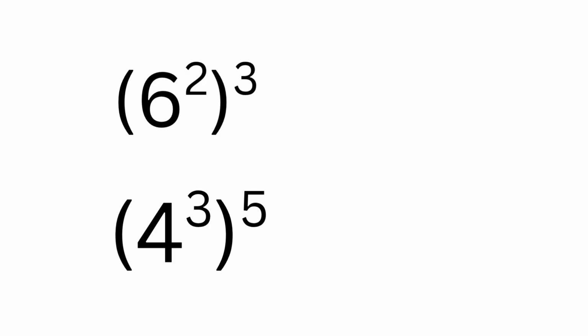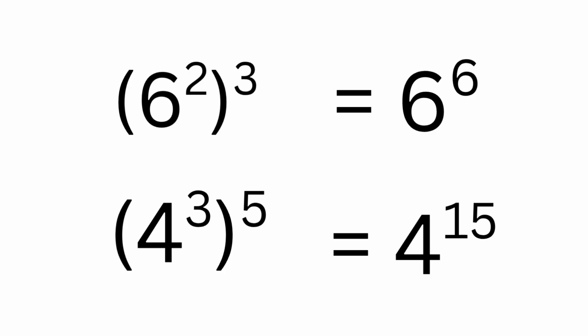All right, once again, pause here and try these out on your own. You ready? Okay, cool. So for the first one, let's multiply the outer exponent 3 by the inner exponent 2. So 3 times 2, which equals 6. So 6 squared cubed equals 6 to the power of 6. Next, we just do the same thing. Multiply the outer exponent by the inner exponent. 3 times 5 equals 15. Thus the whole thing equals 4 to the power of 15.